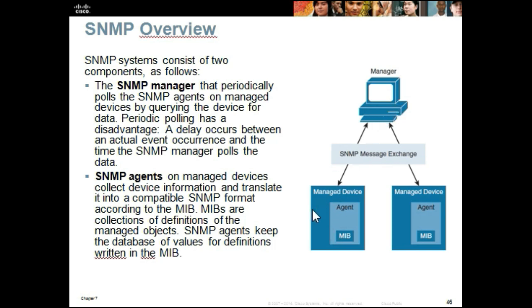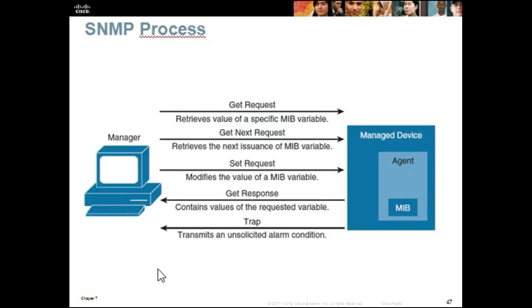So how does the manager know? So actually SNMP defines another way. It means we need an event triggered by the agent itself. If something is wrong on this managed device, the agent needs to send a message to the manager instead of waiting for the manager to send a poll. Okay, so these are the types of SNMP messages. So we call it the SNMP process.